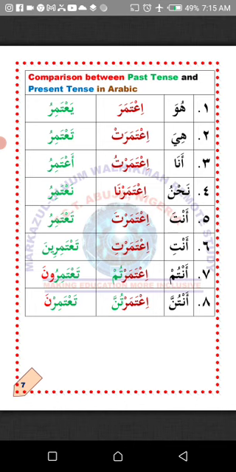Sab'a, number seven. Antum, all of you, referring to a group of male persons. I'tamartum, you have all performed Umrah, or you performed Umrah. Ta'tamiruna, you are all performing Umrah, or you perform Umrah. Thamaniya, number eight. Antunna, all of you, referring to a group of female persons. I'tamartunna, you have all performed Umrah. Ta'tamirna, you are all performing Umrah. La'alaka fahimt? I hope you understand.